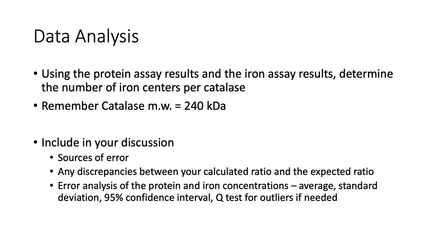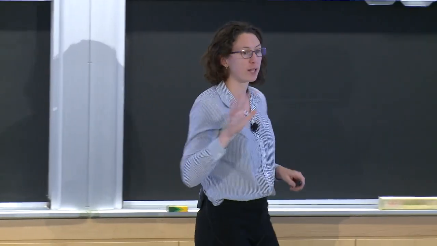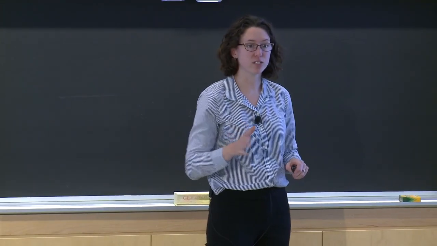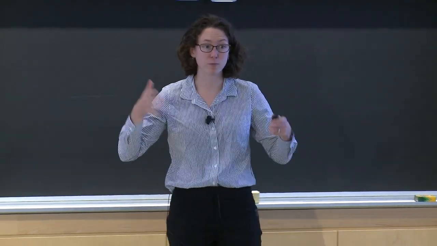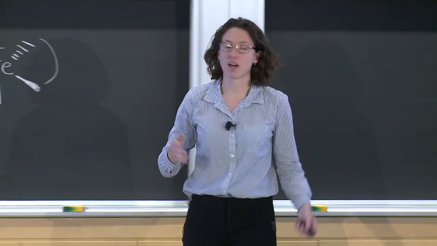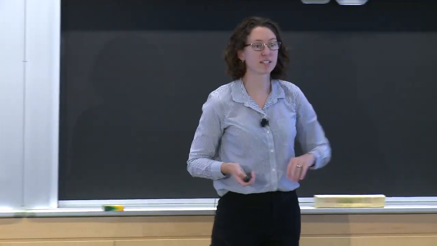So in your discussion, you can talk about sources of error, how close you were to the theoretical value of 4, any discrepancies between your calculated ratio and the expected ratio, and then you'll do an error analysis of the protein and iron concentrations. So you will run 5 unknown samples of Catalase and 5 samples with the ferrozine assay of iron, so you'll have 5 measurements that should be the same. Those you can do your average, your standard deviation, confidence interval, and then if you have any outliers, that's when you can use the Q-test for the outliers.